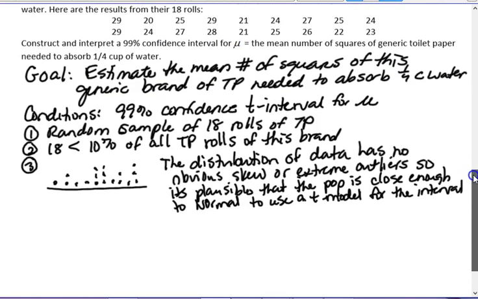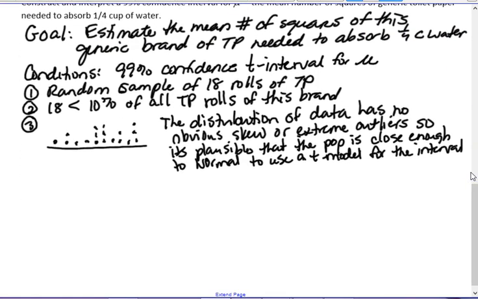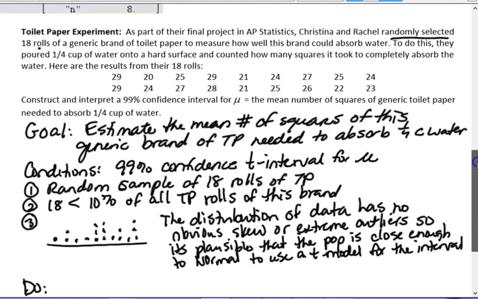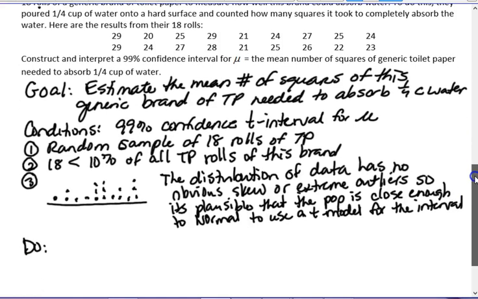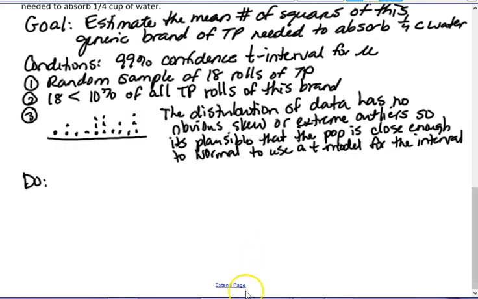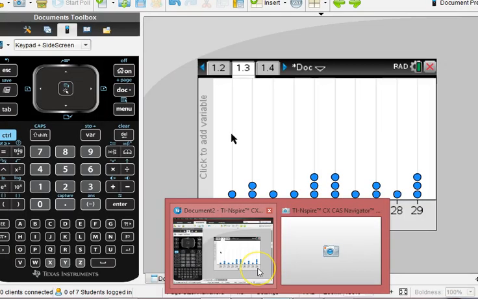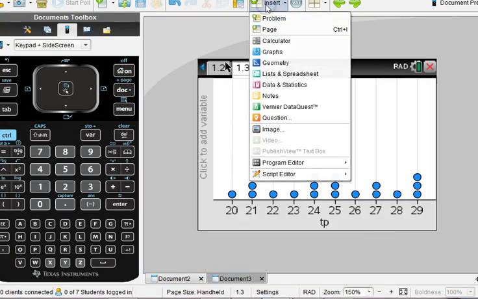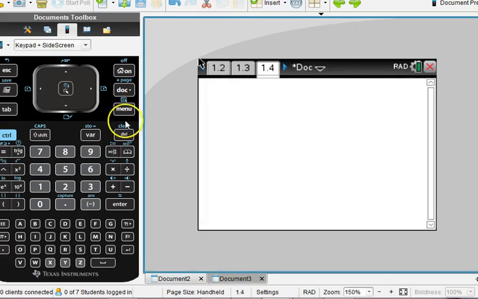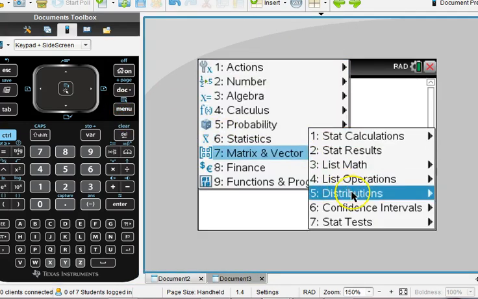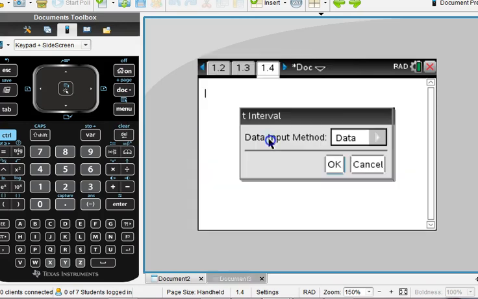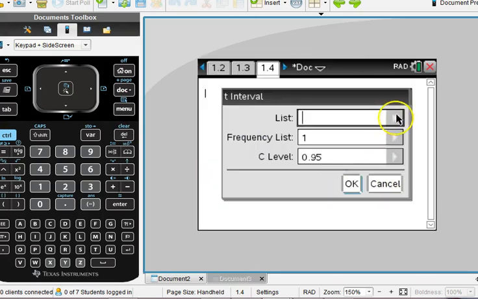Okay, so I've checked my conditions. Now I'm going to make the interval. So let's do it kind of the way you're probably going to do most of the time. Let's go ahead and do it on the calculator first and then fill in the values. So once again, I've put this data already on my calculator, so I'm going to open up a calculator page and I'm going to do my statistics, confidence intervals, a t-interval, and I'm going to use my data. And so I have my data as my TP rolls here. I wanted to do a 99% confidence interval, I believe.